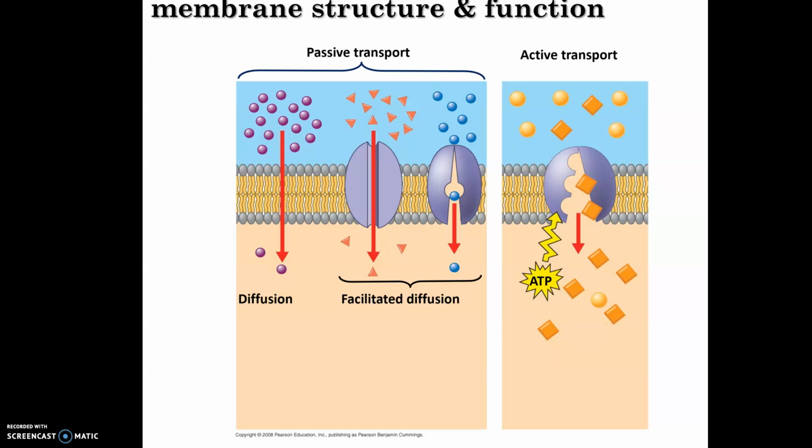So again, we have our passive transports, either diffusion or facilitated diffusion. And then our active transport, and of course, the main thing about our active transport, again, is going to be that ATP lending its phosphate to the protein itself.